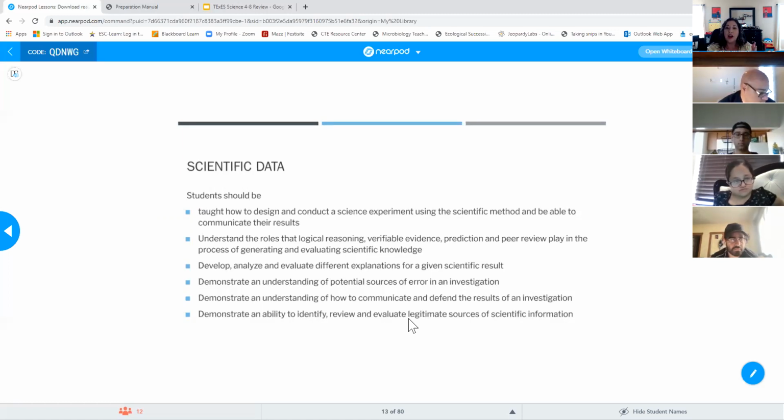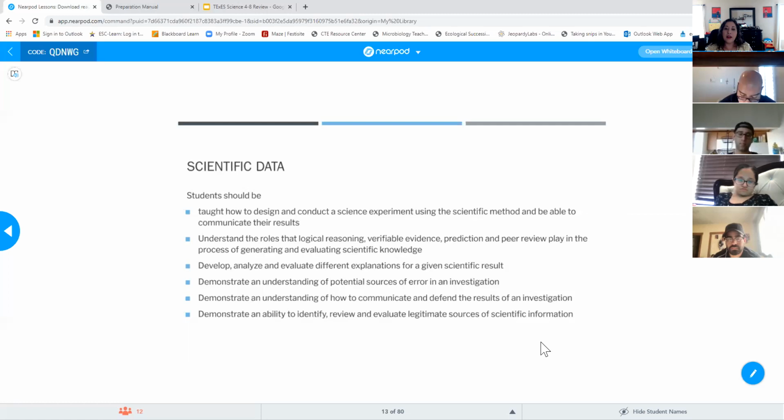And a way to help them do that would be claim evidence reasoning. It's a type of writing that you can do in the science classroom. So having students come up with their claim, or whatever they think is going to happen, they have to provide evidence for whatever their answer is, and then they have to explain why that evidence is going to support their explanation. Okay, so having students really do that scientific method process.